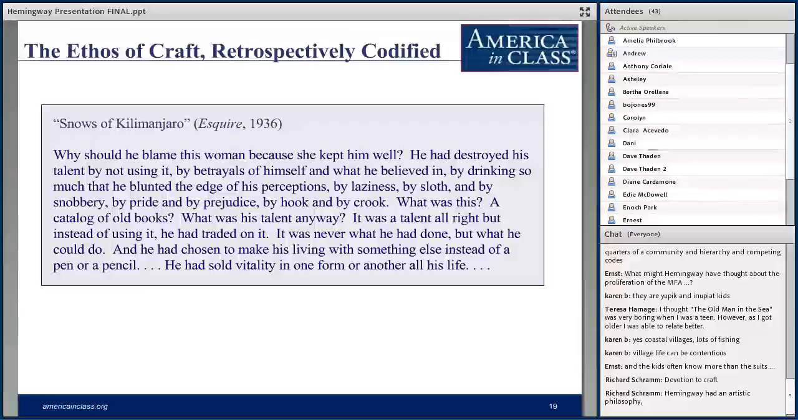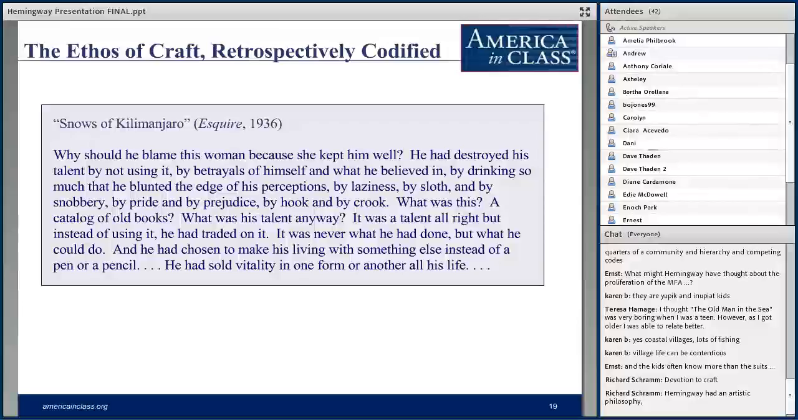So if you think about a later story like The Snows of Kilimanjaro, which might be something that your students know or that they're interested in, you can see the ethos of craft retrospectively codified. What I mean by this is a story late in Hemingway's life, and he's already turned this into a kind of philosophy that he feels comfortable expressing in a very programmatic way, but that is less expressly suggested in the earlier fiction.